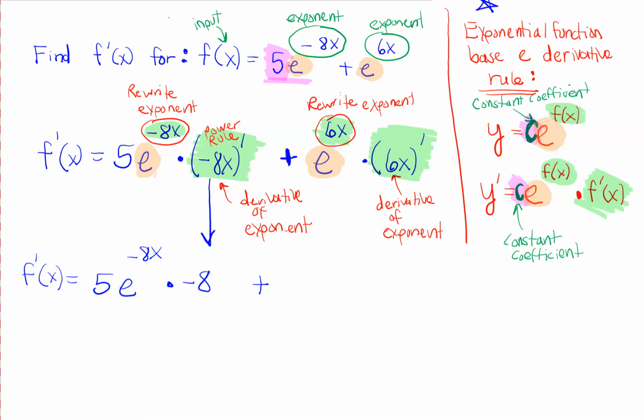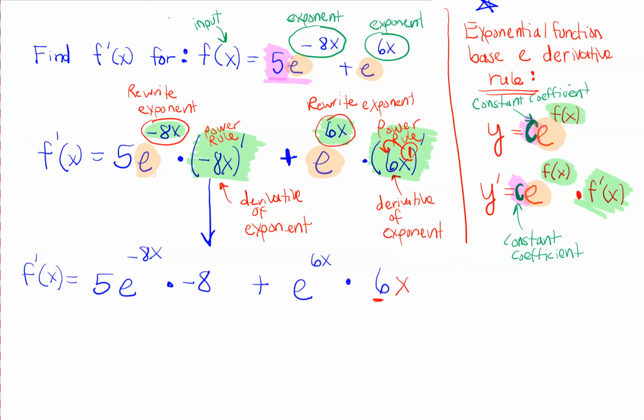Plus, in the next one, I rewrite e to the 6x power. And then again, I'm going to apply my power rule when I'm finding the derivative of that exponent, because 6x is a polynomial. It's a monomial. It happens to be linear. The derivative of 6x is just 6. And again, for both of those, I'm just using my power rule. There was an understood 1 exponent. So I multiplied my exponent times the coefficient. That gave me the 6.